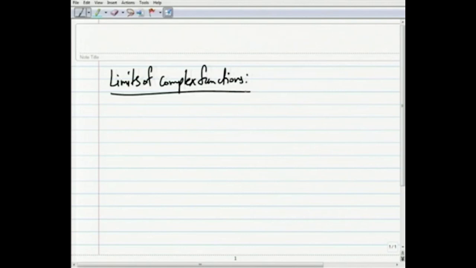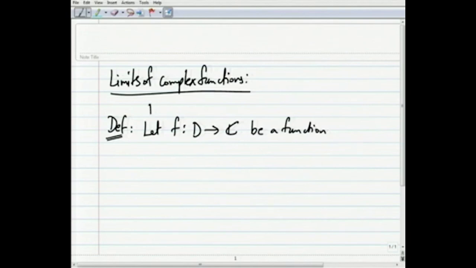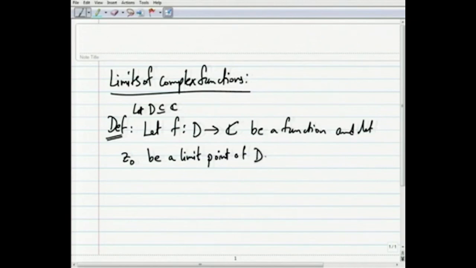And the definition. So, let f from D to C be a complex function. So, D is contained in C, let D be contained in C, and let f from D to C be a function, and let z naught be a limit point of the set D, the domain of the function.